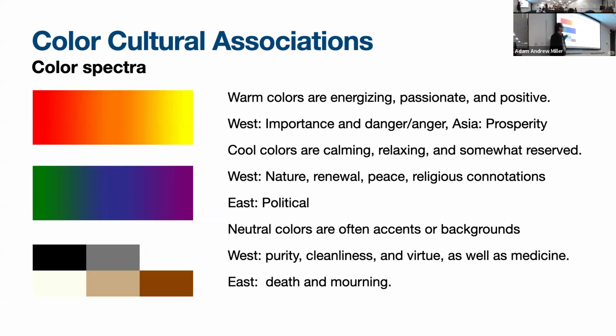Green and purple are in the West considered nature colors, renewal, peace, sometimes with religious connotations. In the East, these are political colors. Neutral colors are slightly less problematic because they're often accents and backgrounds. But there is a really big one, right? In the West, a neutral color is about purity or cleanliness. In the East, this is often a set of colors that's associated with death and mourning. So if you're not careful, your color choice can communicate contradictory messages.